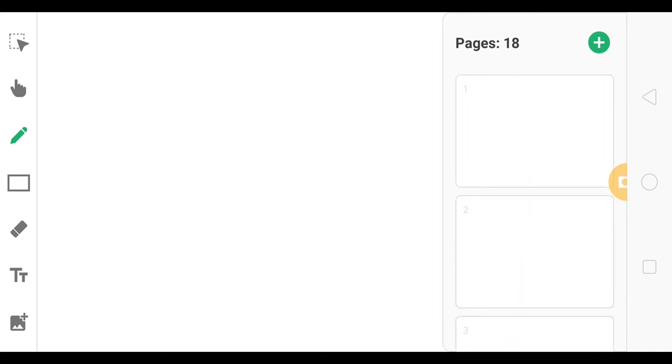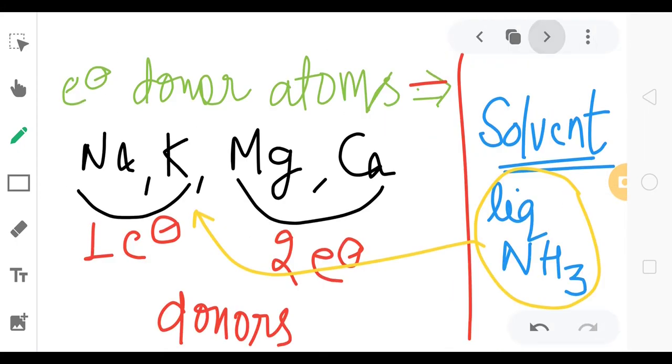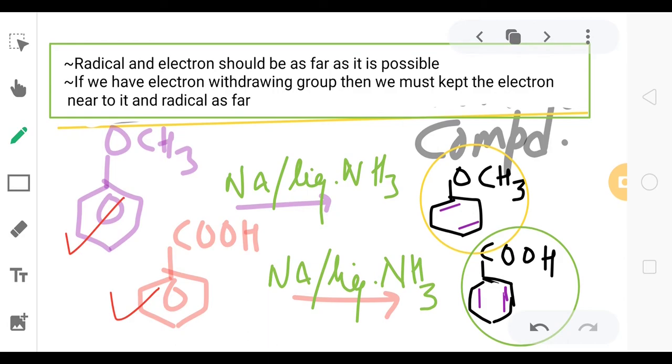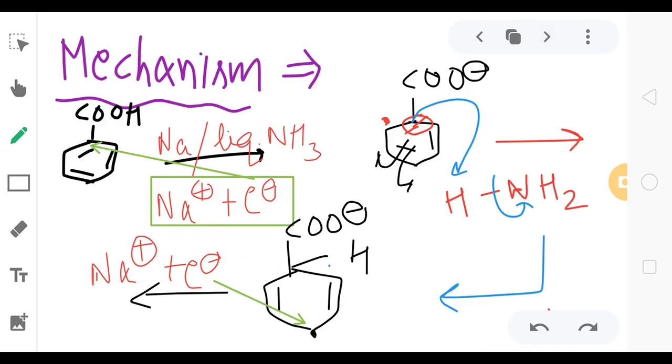So in short, I can write what I had told you in the first slide. This is the overall conclusion of this long mechanism. I hope that you have written down all of the concepts in your notebook.